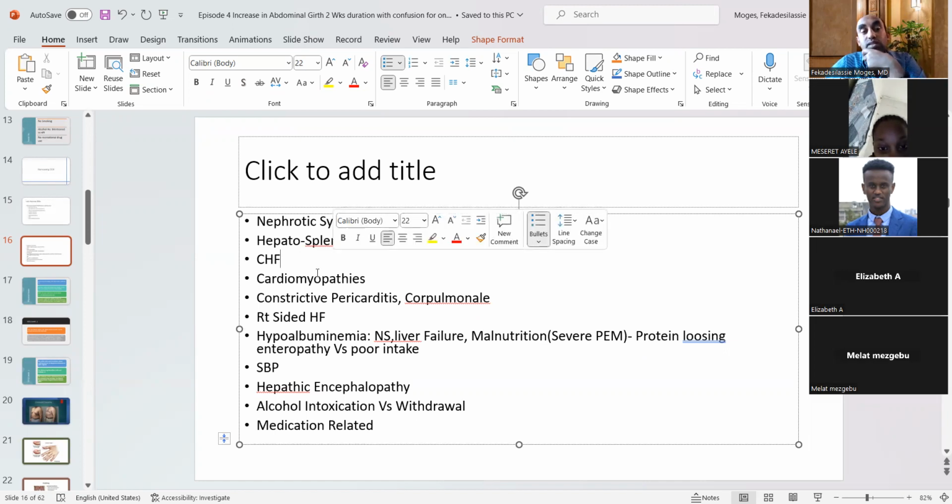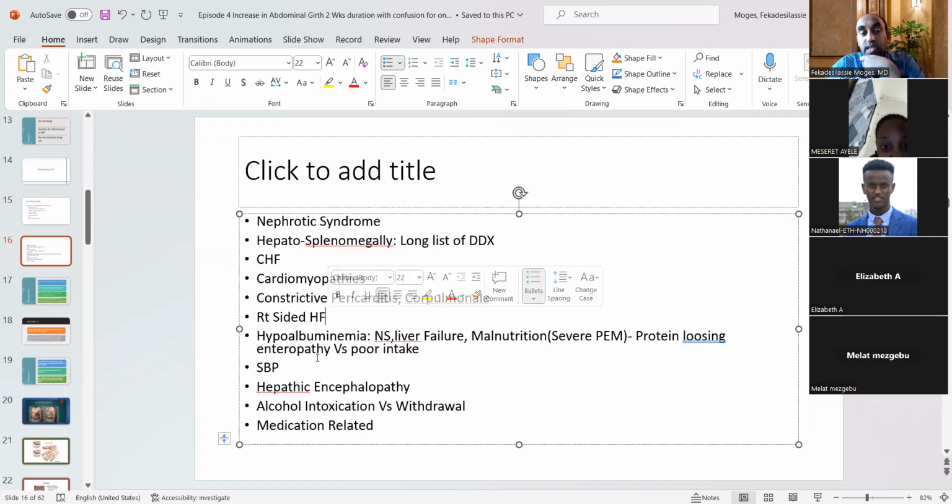Congestive heart failure, we talked about it, is still a possibility. Cardiomyopathy is still a possibility. Constrictive pericarditis, pulmonary hypertension, they are still a possibility. Right-sided heart failure is still a possibility. If you want to challenge me, you can. If you want to kick them out, come up with a suggestion, and if you convince me, we'll kick them out. Okay? Hypoalbuminemia. I have a question. Yes, go ahead, please.